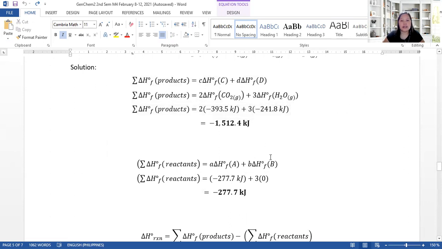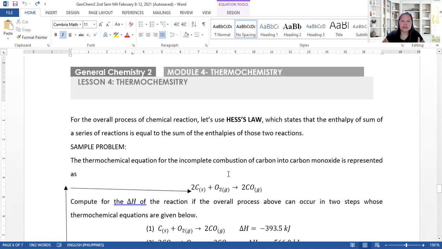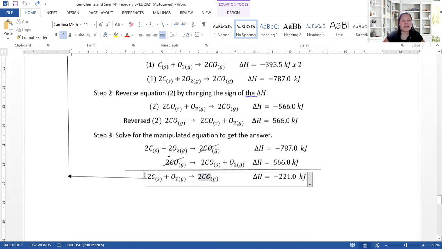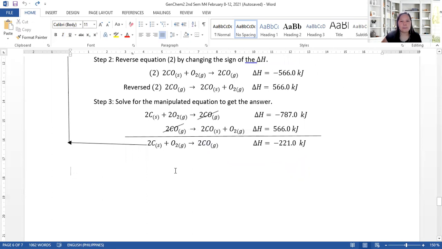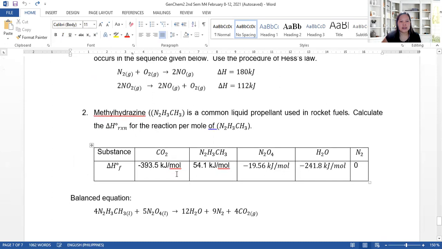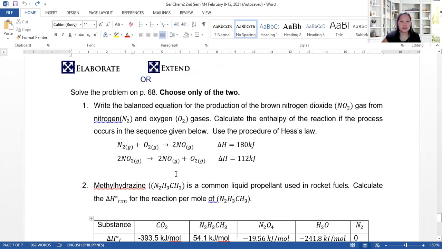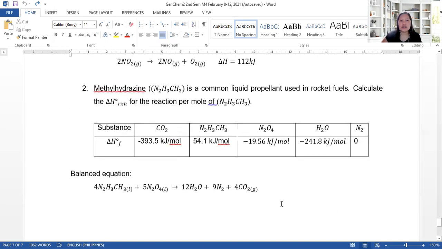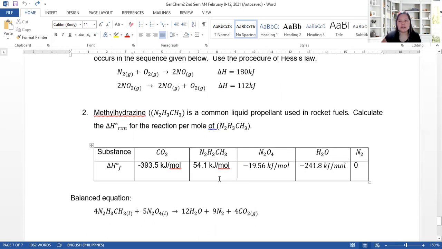And then for sample number 2, we will be using Hess's law, applying these three steps. This will be your activity for the elaborate or extend. So if you have more clarifications, you can just message me so that I can cater to it. I've already given here the specific heat of the compound that you can find in the balanced equation. You just have to follow the sample that I have given you in this module.